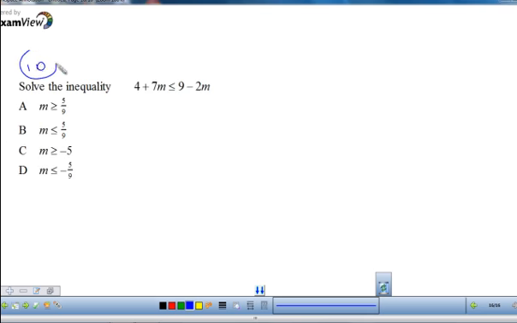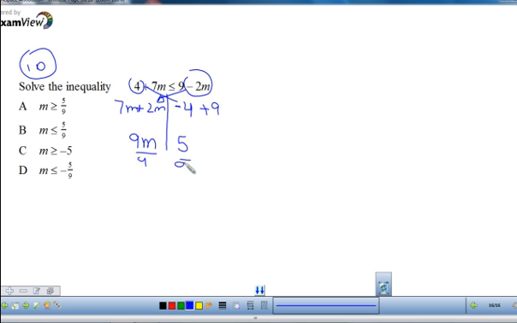Okay, number 16. We're going to solve the inequality. So we're going to move the negative 2m to the side, so it becomes a positive 2m. And we're going to move the 4 to the side, so it becomes a negative 4. Bring down the 9, bring down the 7m. So negative 7m plus 2m would give me 9m. Negative 4 plus 9 are different signs, so we're going to subtract, keep the sign of the larger number. And then we're going to divide by 9. So m, bring down your inequality, is less than or equal to 5 ninths.